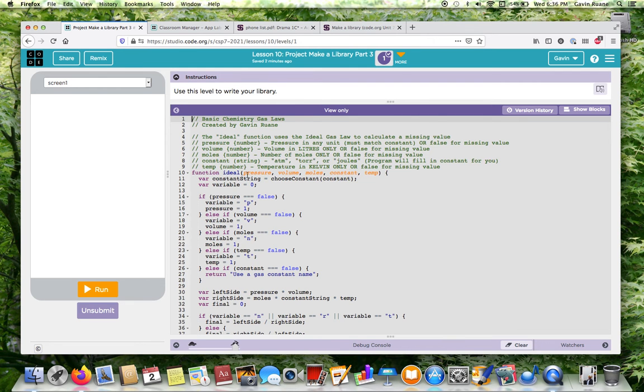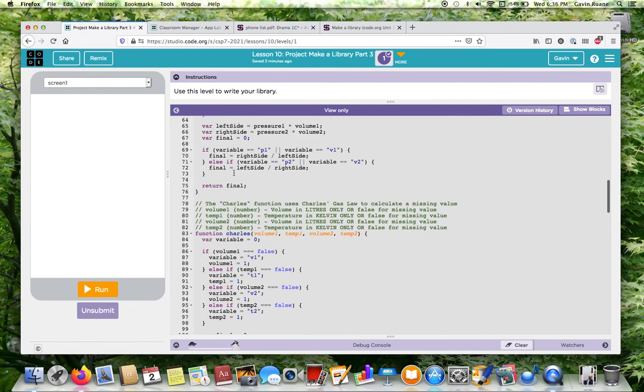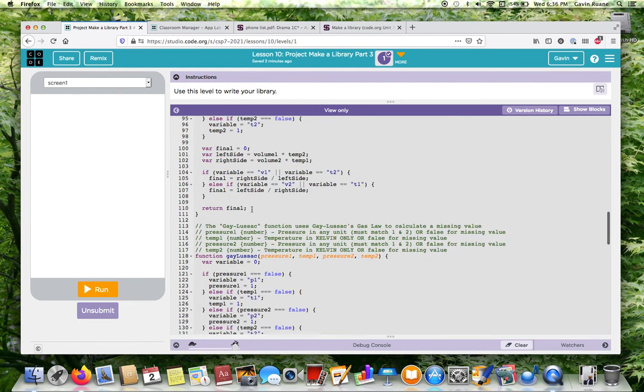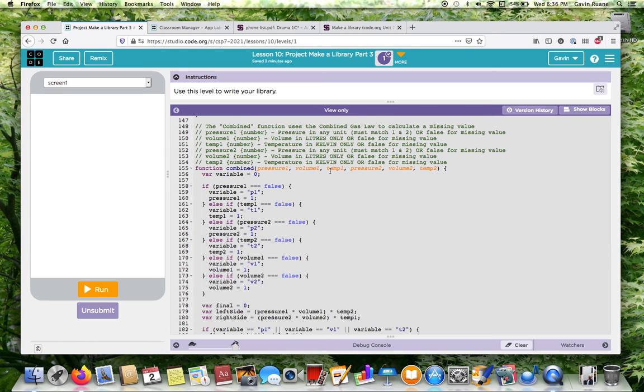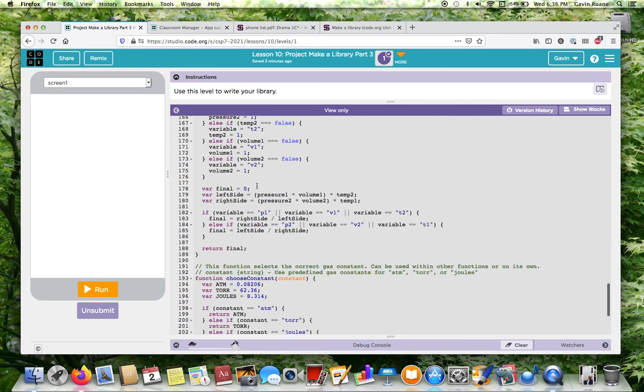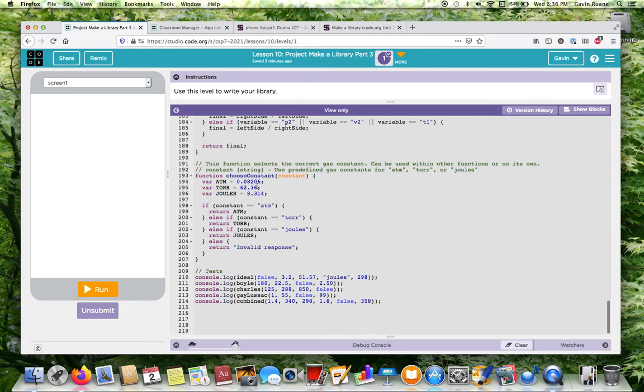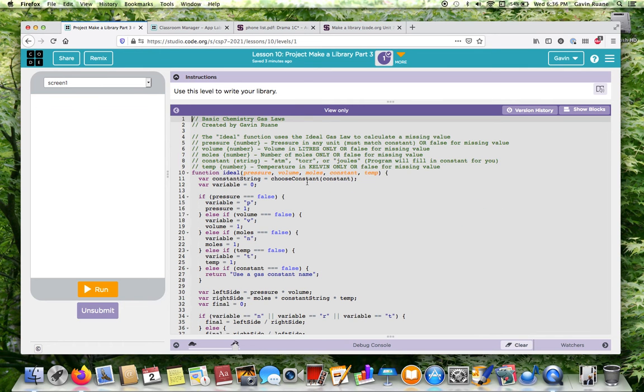So I have the ideal gas law, I have the Charles gas law, Gay-Lussac, and combined, and we'll talk about that later. But those are the four gas laws that I have, and that you can use. You can use these functions to solve problems with gas laws. So first of all, we have the ideal function.